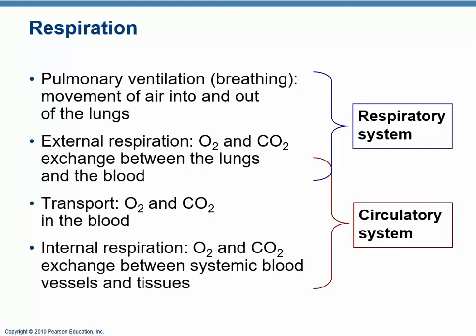Then the circulatory system transports oxygen and carbon dioxide in the blood to get it to the tissues, and then the oxygen has to leave the bloodstream and go into the tissues. Leaving the tissues is the carbon dioxide and other waste products to go back to the blood, and that's called internal respiration. So we talked a bit of that when we talked about capillary exchange in the circulatory system. So this is kind of the next step.